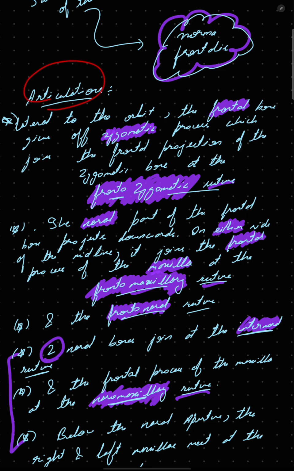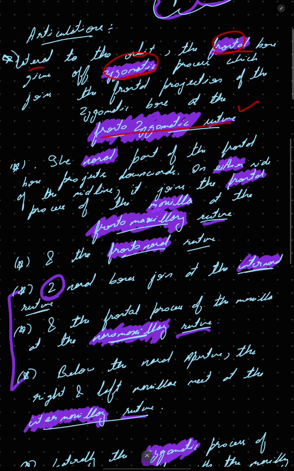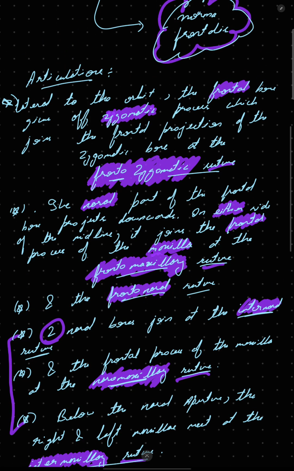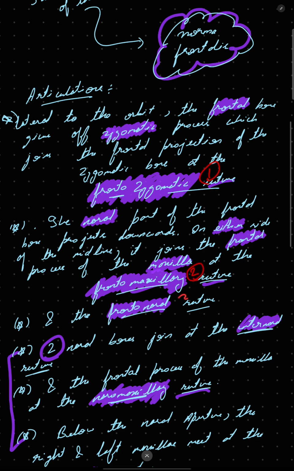So we're going to start with the articulations. Lateral to the orbit, the frontal bone gives off the zygomatic process. Frontal zygomatic process, frontozygomatic suture. Simple. The nasal part of the frontal bone projects downwards on either side of the midline, it joins the frontal process of the maxilla at the frontomaxillary suture. Frontomaxillary, frontonasal suture. So that's 1, 2, 3. We have covered 3 sutures.